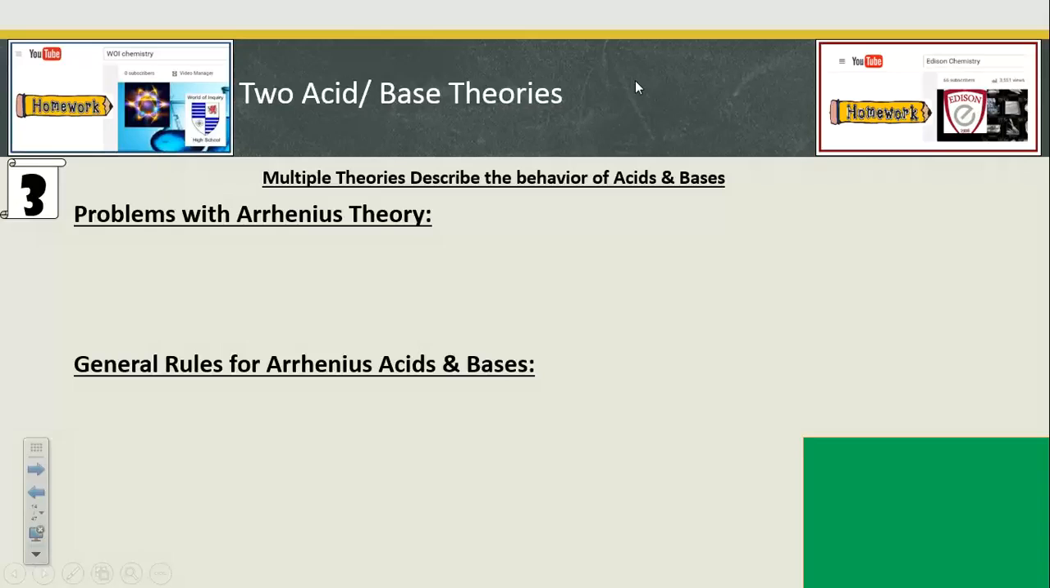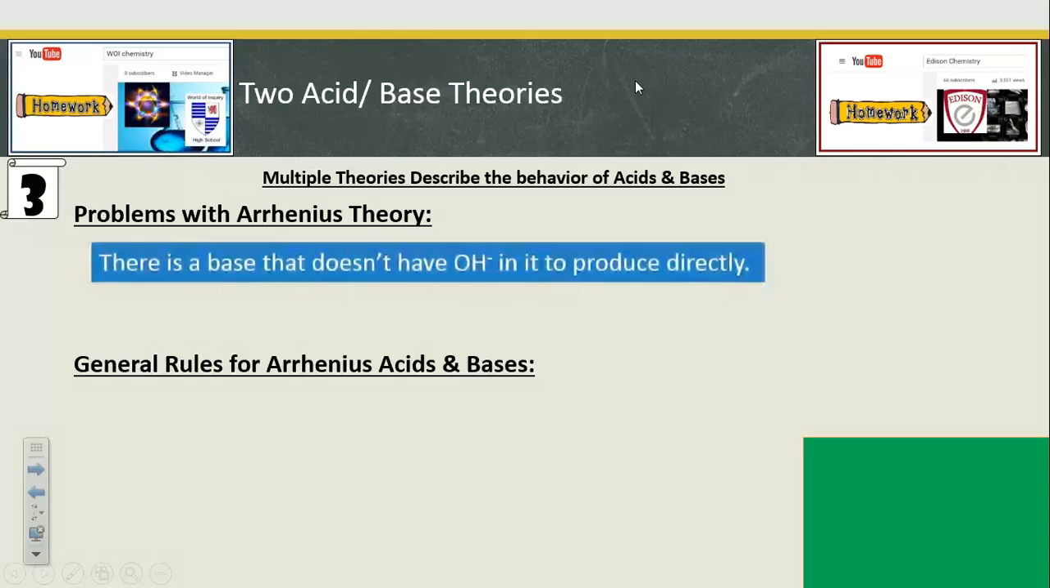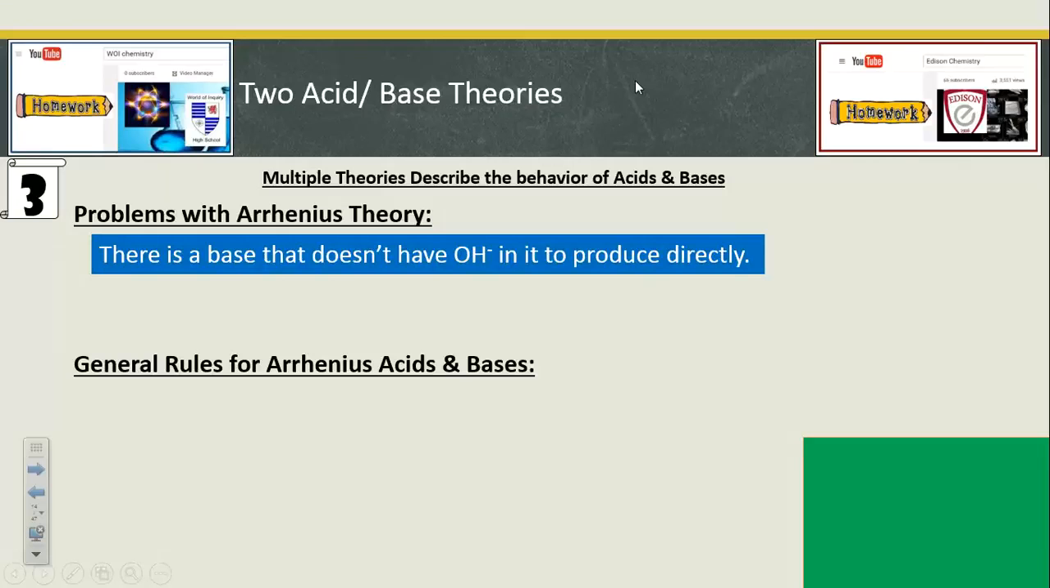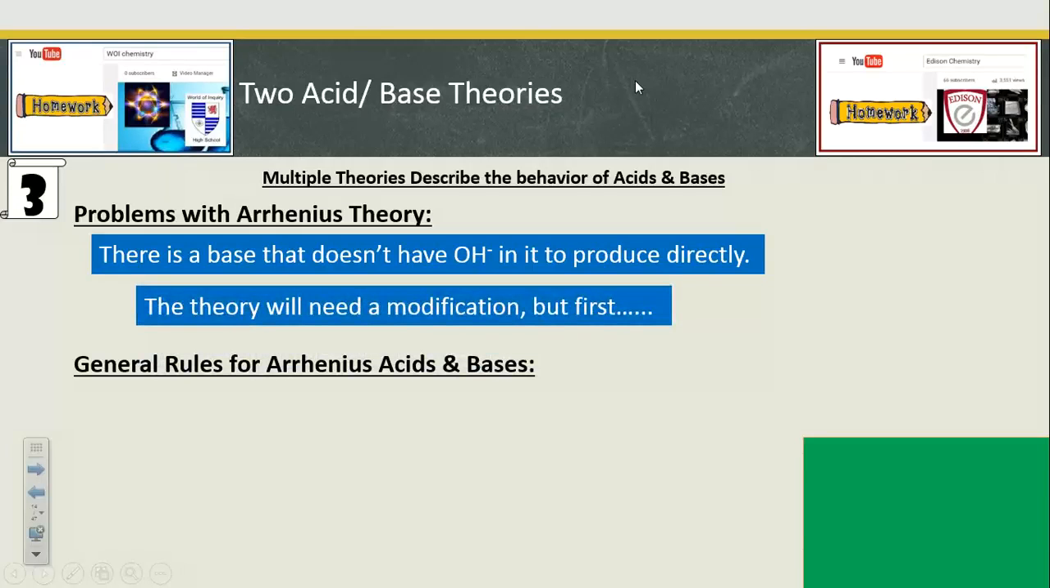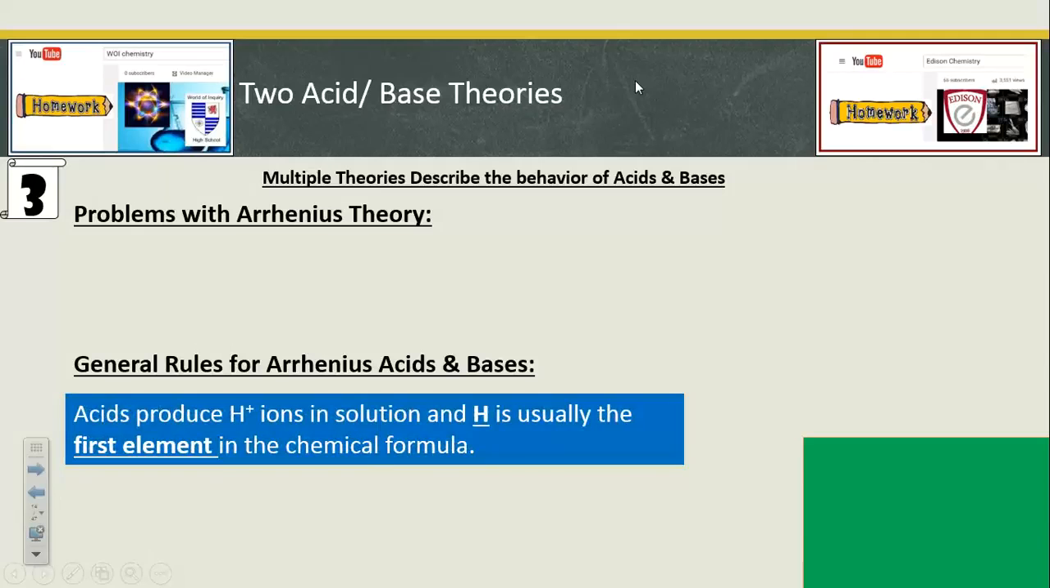Problems with Arrhenius theory. The problem is that not everything has the ability to produce OH negative, but many things test as bases even though they don't have the OH negative hydroxide in it. So we needed another theory to explain why those other compounds aren't behaving by these rules. The theory will need a modification, but first, the general rules of Arrhenius acids and bases.